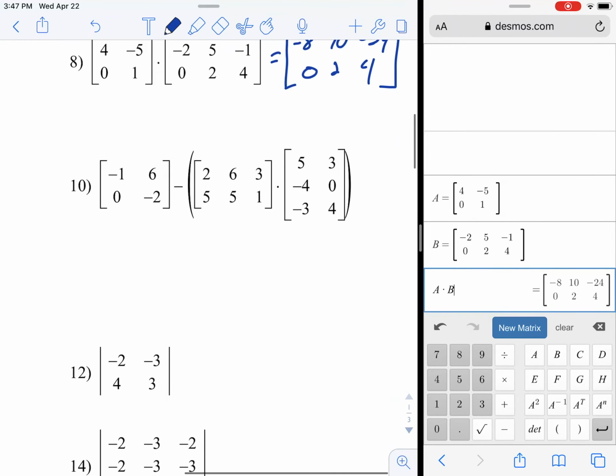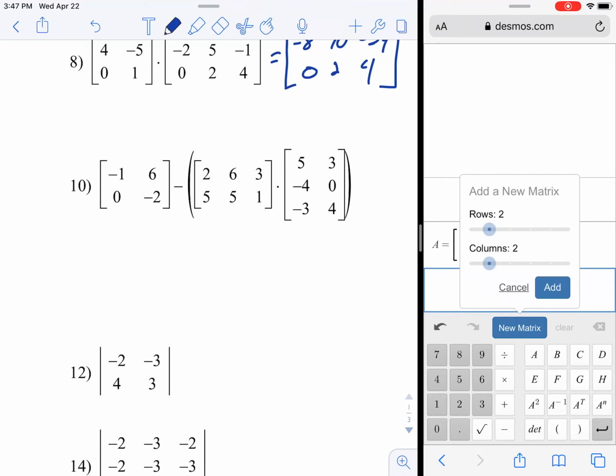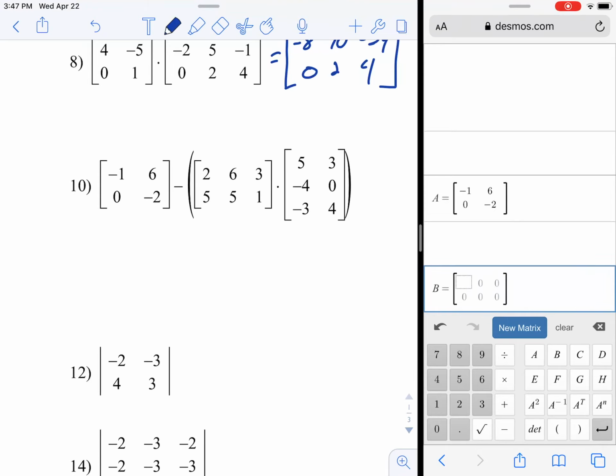Number 10, I think for sure you want to do on a matrix calculator. So there's 3 matrices. First one is 2 by 2, -1, 6, 0, -2. New matrix, this one is a 2 by 3, 2, 6, 3, 5, 5, 1.